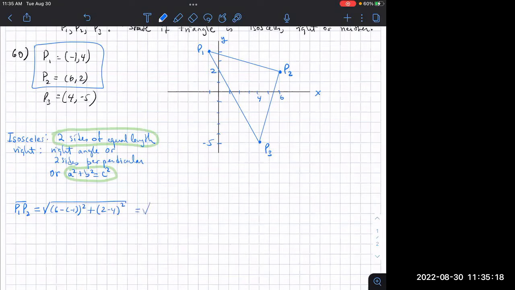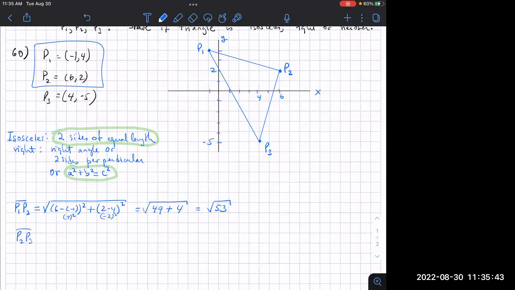So that's the square root of 6 minus -1 is 7. 7 squared is 49. 2 minus 4 is -2. -2 squared is 4. So that is the square root of 53, and 53 I believe is prime, so that's it.